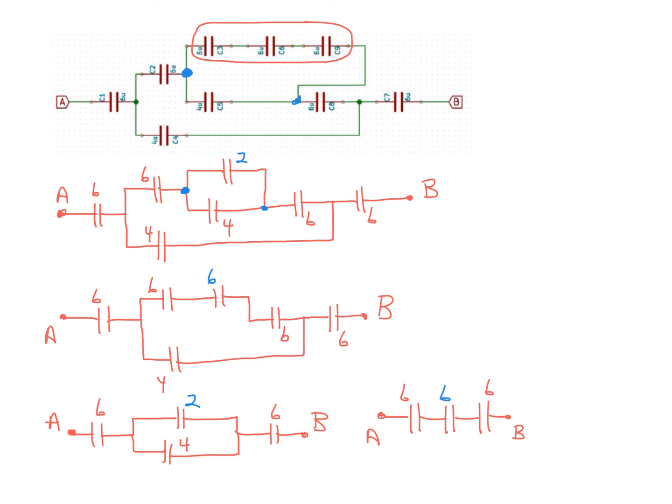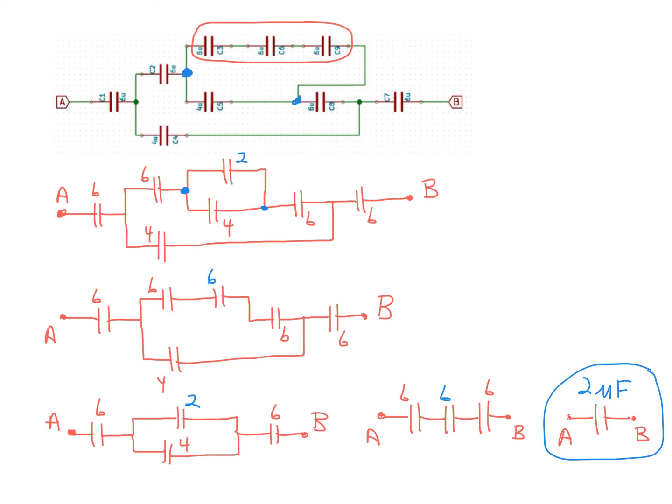Well, here's the first combination. The 4 plus the 2 gives me 6, so I have 3 in a row. So I do the same old 1 over 6 plus 1 over 6 plus 1 over 6. Gives me the final, which will be 2 microfarads. Here's point A, point B. Final answer, 2 microfarads. That's what I was looking for.